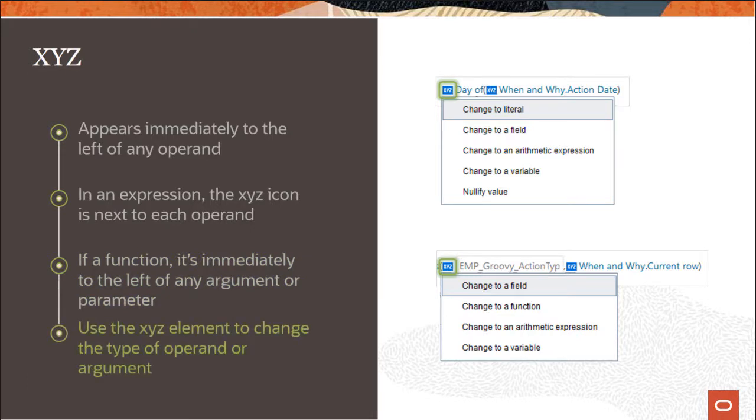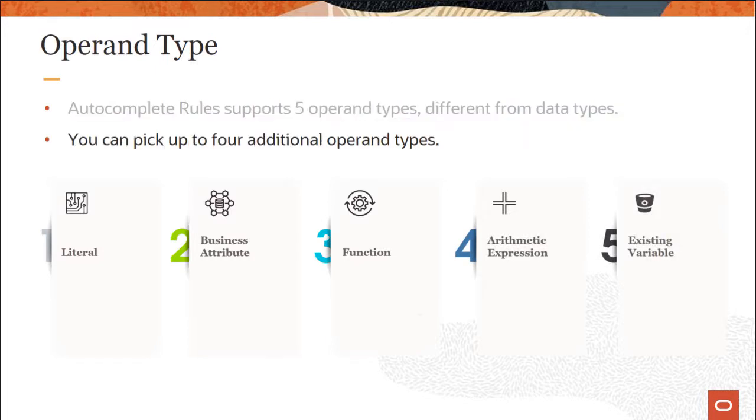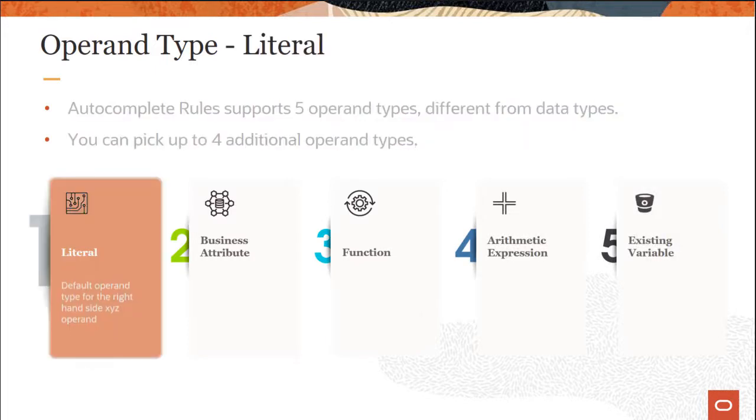You can change the type of operand or argument using the XYZ element. Autocomplete rules support 5 operand types, different from data types. By default, one of the operand types is picked for you by the editor. Therefore, you can pick up to 4 additional operand types. The first operand type is literal.